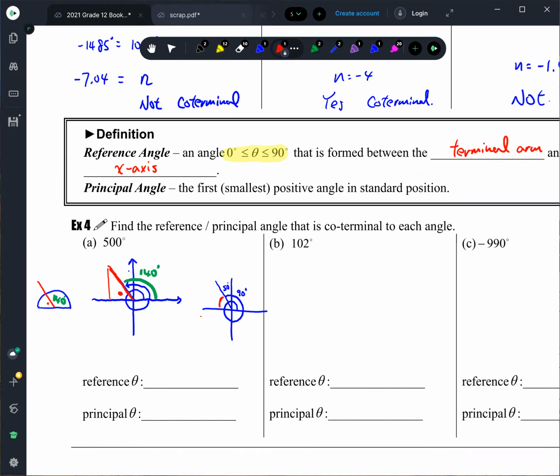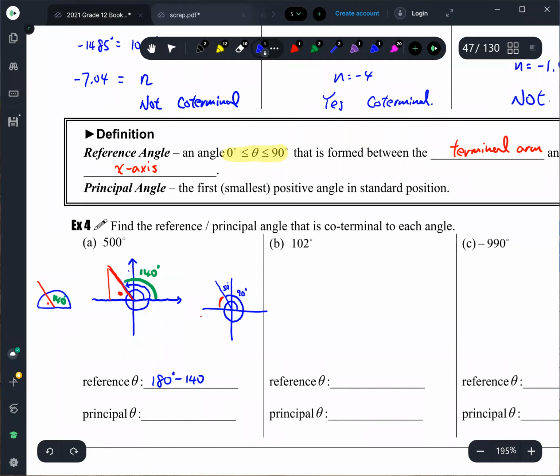You just use 180 minus the other part, okay? Minus 140. That gives you 40 degrees. Okay, so you need to draw it out. Draw it out and then see if it's close to the 180 or close to the 360. So always use the 180 degrees to find it, or the 360 degrees to find it.